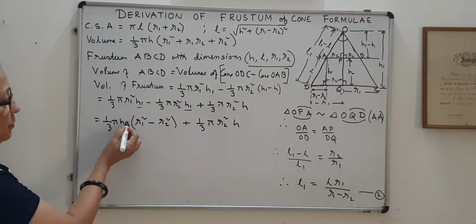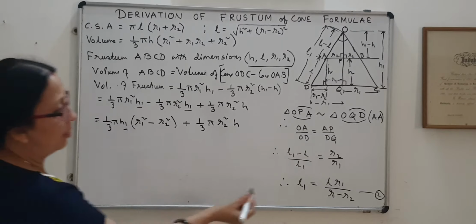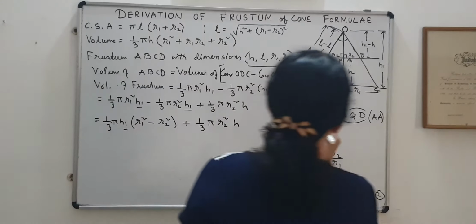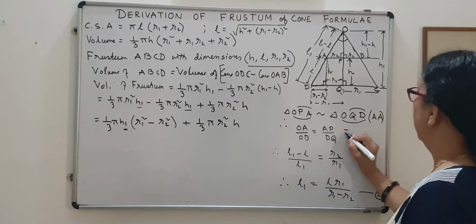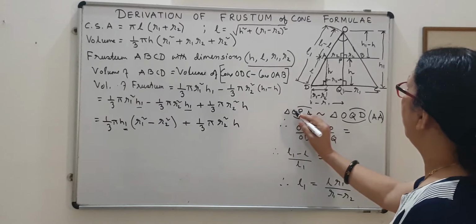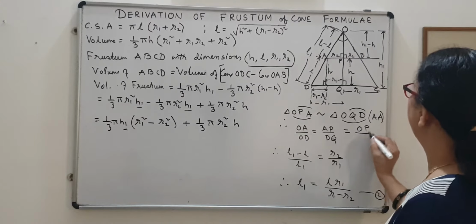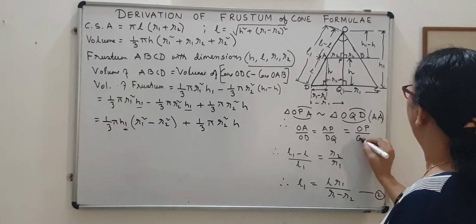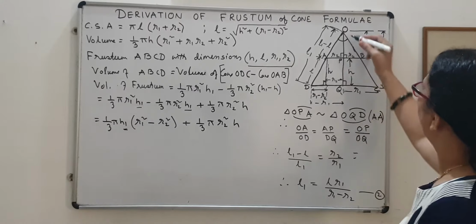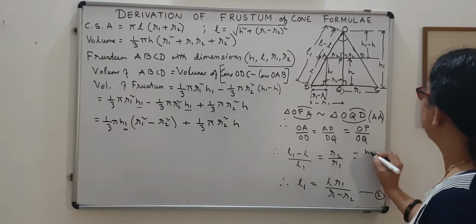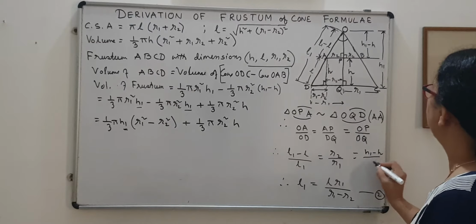So again here I have to replace this H1 by a formula like this. So here also the same procedure, these triangles are similar. So now I will be taking OP by OQ. And what is OP? OP is your H1 minus H, and OQ is H1.